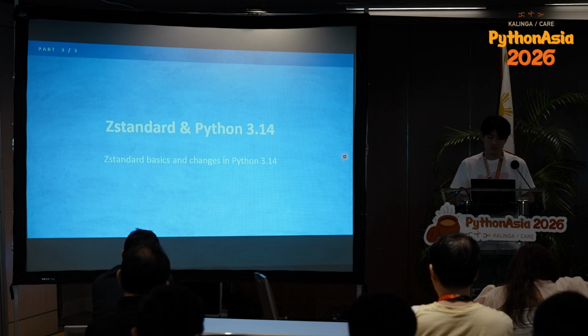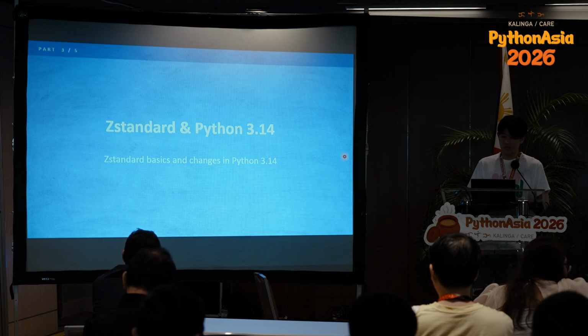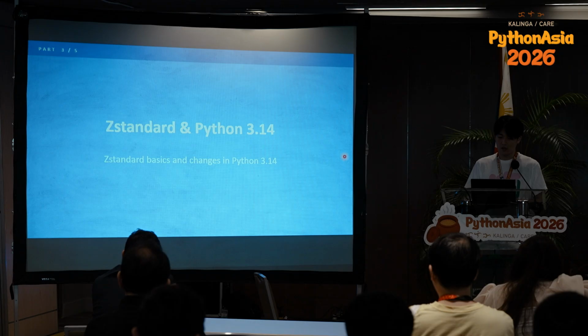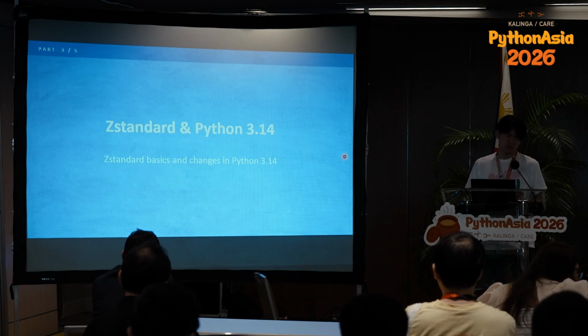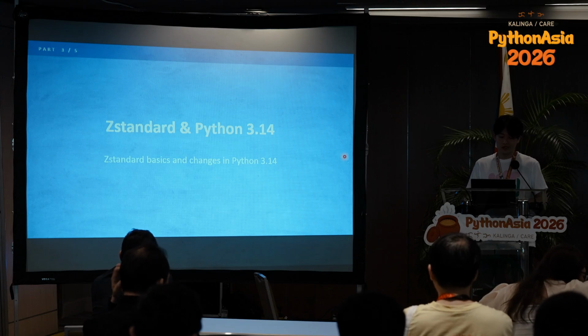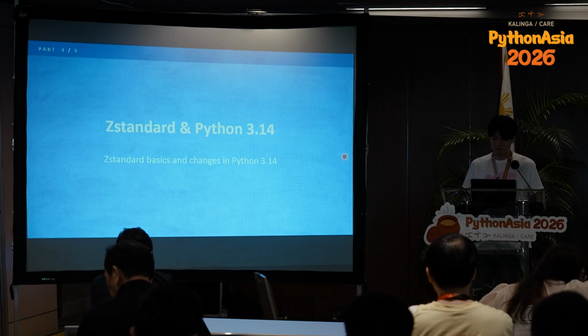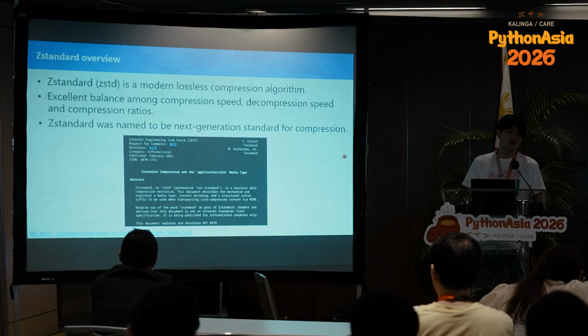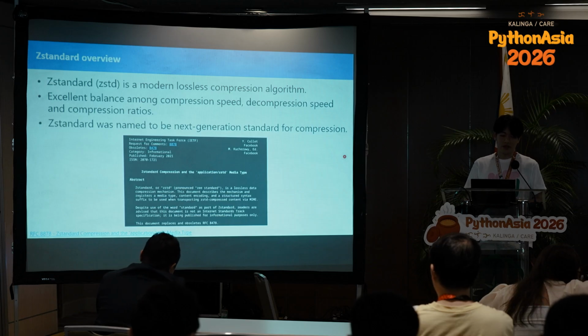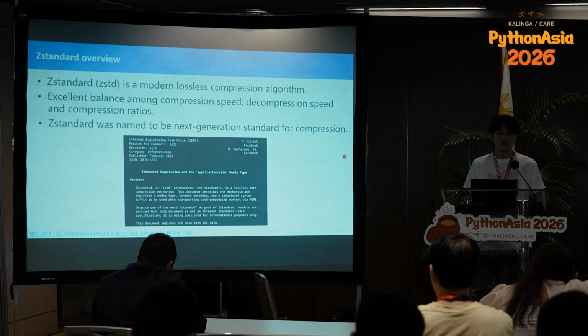Now, we move to part 3, Zstandard and Python 3.14. In this part, I will explain the Zstandard basics and what is new in Python 3.14. Zstandard, also called Zstd, is a modern lossless compression algorithm. It was designed to achieve an excellent balance among compression speed, compression ratio, and decompression speed.